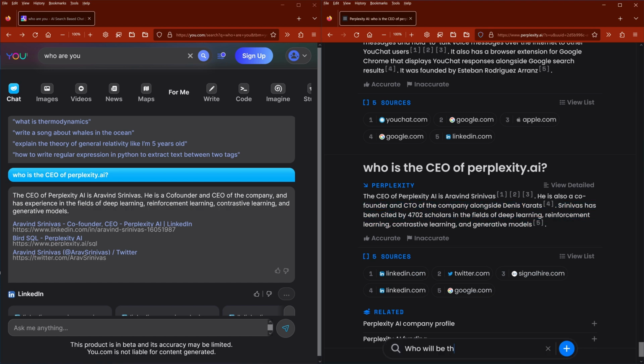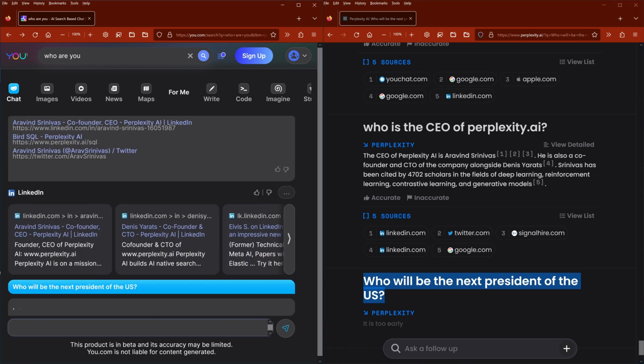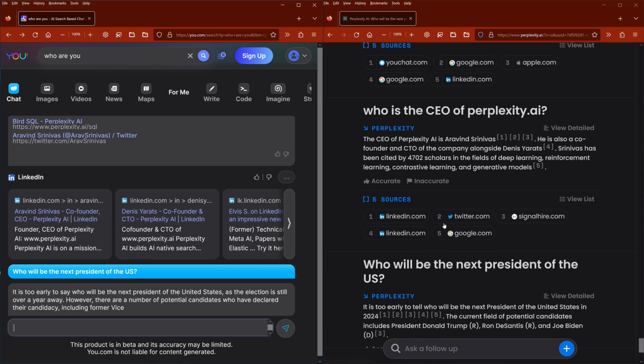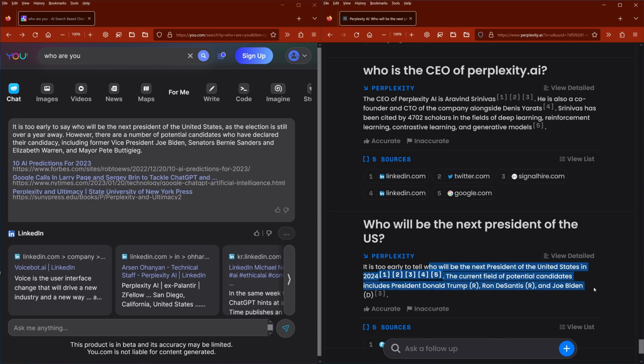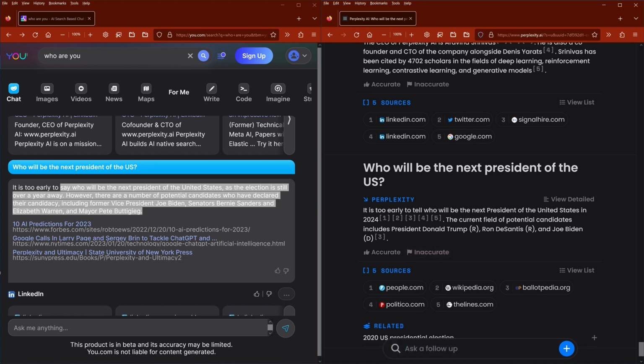Beautiful. Who will be the next president of the United States of America? Now, this is something like we call a prediction. So let's have a look here. Perplexity comes up with an answer that tells us it is too early to tell. Current potential candidates, President Trump, DeSantis, Joe Biden, I don't know those people, I'm in Europe. And you.com tells us it's too early to tell. There are a number of potential candidates who declared their candidacy. The election is still over a year away. So, yes, point to both systems. Yeah, correct, true. I don't know this person. If you're living in the US, you might know if this is an answer that's okay for you.